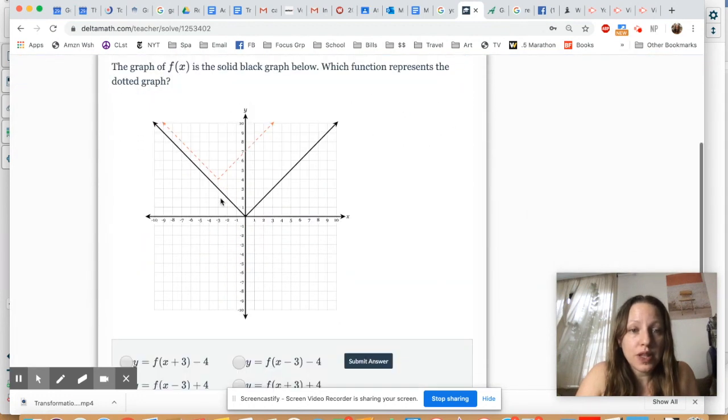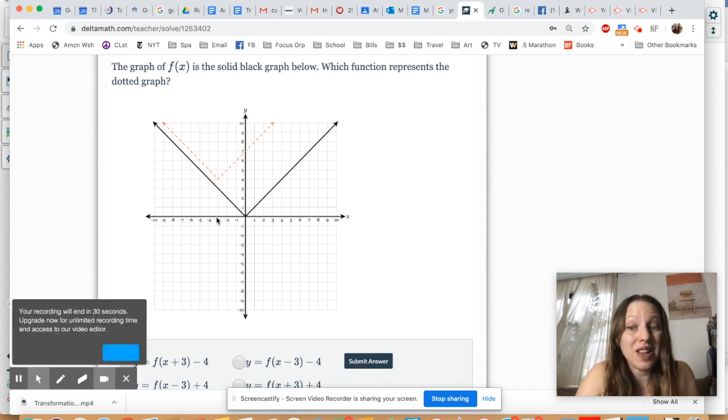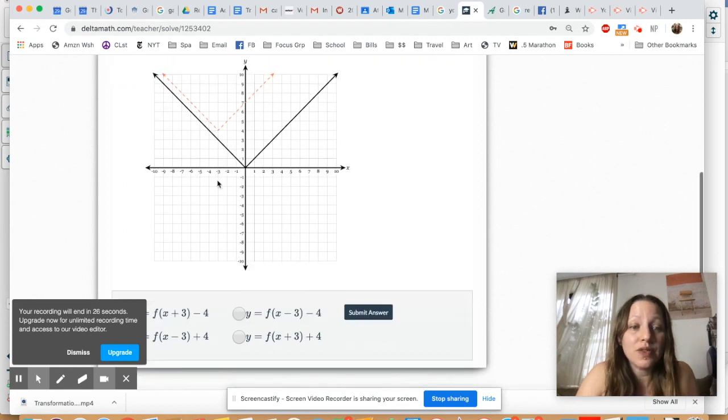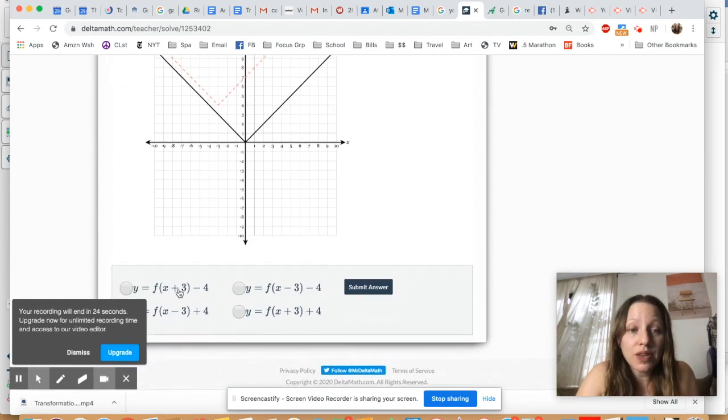Okay, so this graph, I start at the black one. Again, I pick a nice easy point to look at. It went to the left 1, 2, 3. Left 3 is inside and it's +3. And then up 1, 2, 3, 4. And that's +4 at the end. So it'll be +3 inside, but +4 at the end. So it's got to be that one. And that's how you do these.